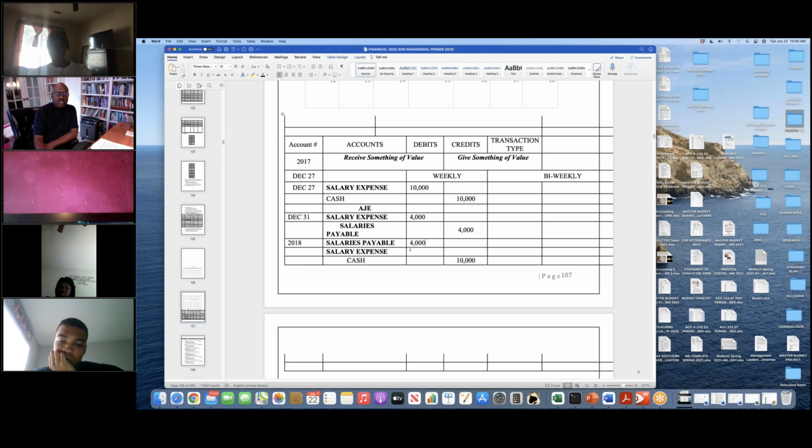And the expense is only 6,000. So we have paid them $10,000 again, but 4,000 of the expense was in 2017 for those days they worked.